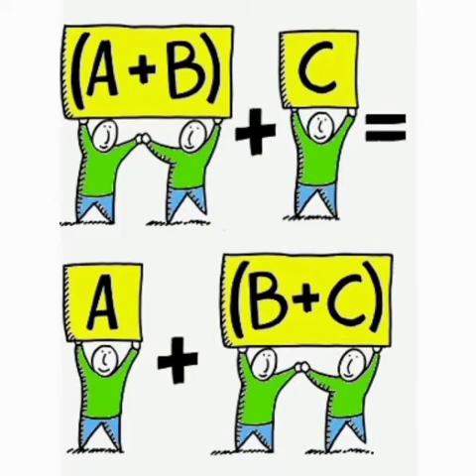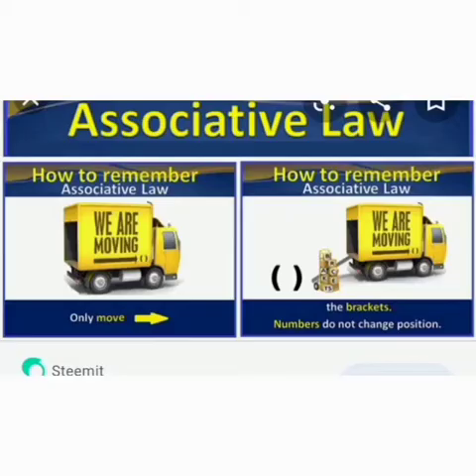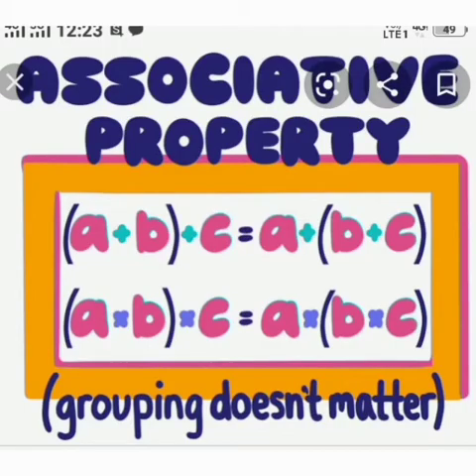So, how to remember the associative property? Only move the brackets, numbers do not change their places. Only move the bracket, numbers do not change their places.